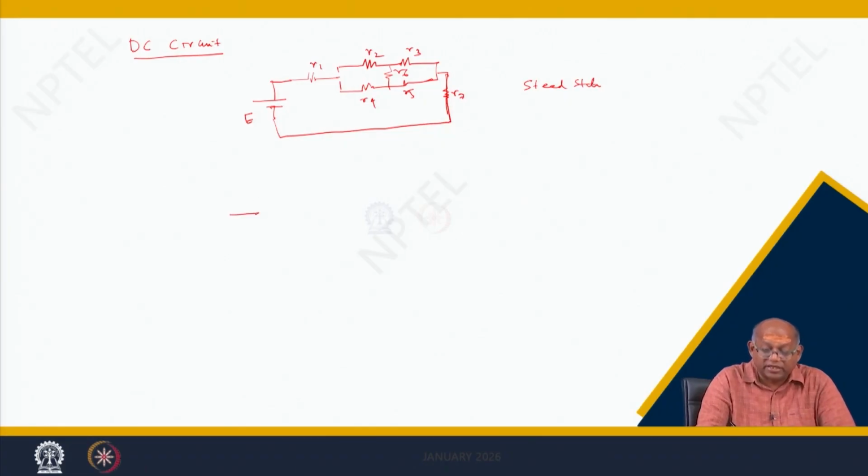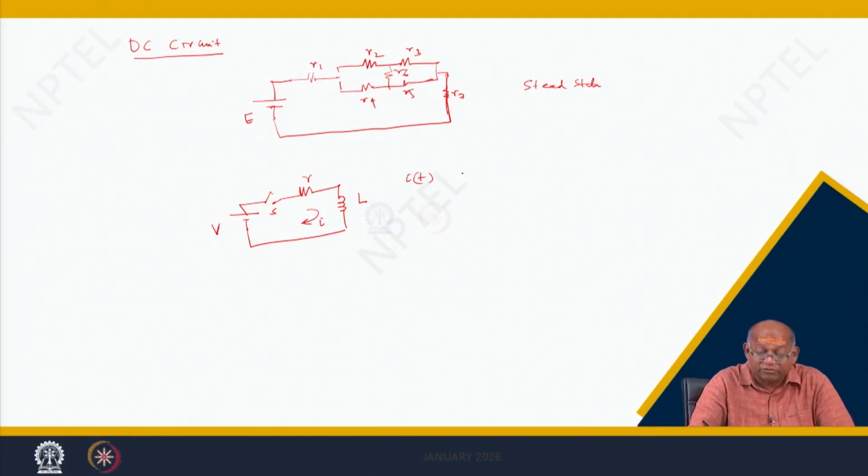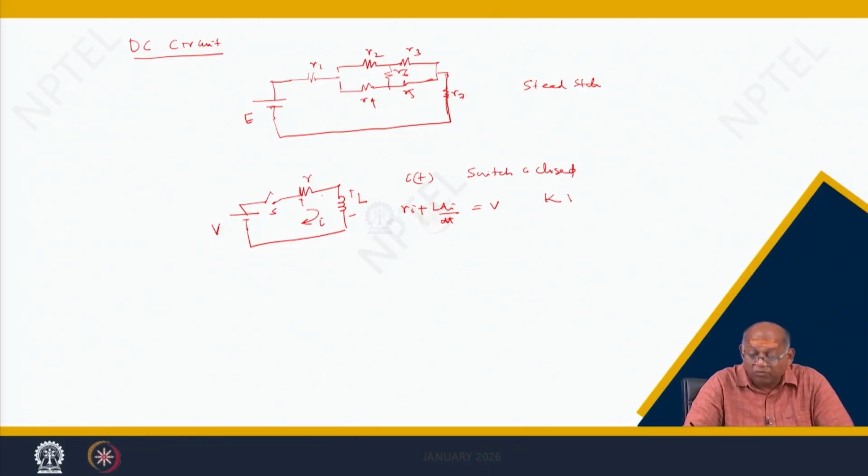You can have DC circuits which have switches also, like here. This is R, this is L, this is voltage V or E, and there is a switch. You may be asked to find the current i(t) after the switch is closed. You can write the equation R into i plus L di by dt, that is voltage across this and voltage across this, is equal to the supply voltage. This is called Kirchhoff's voltage law or KVL. You did this in your undergraduate.